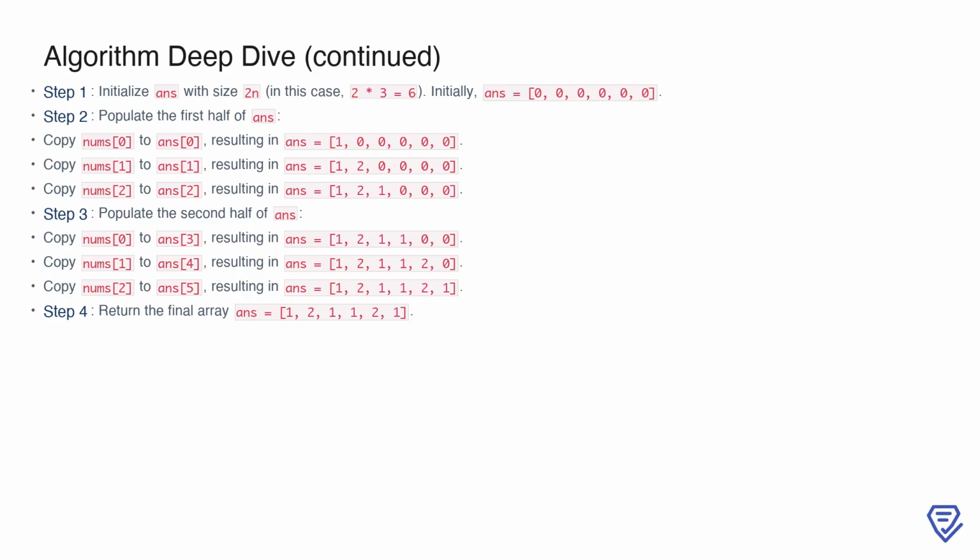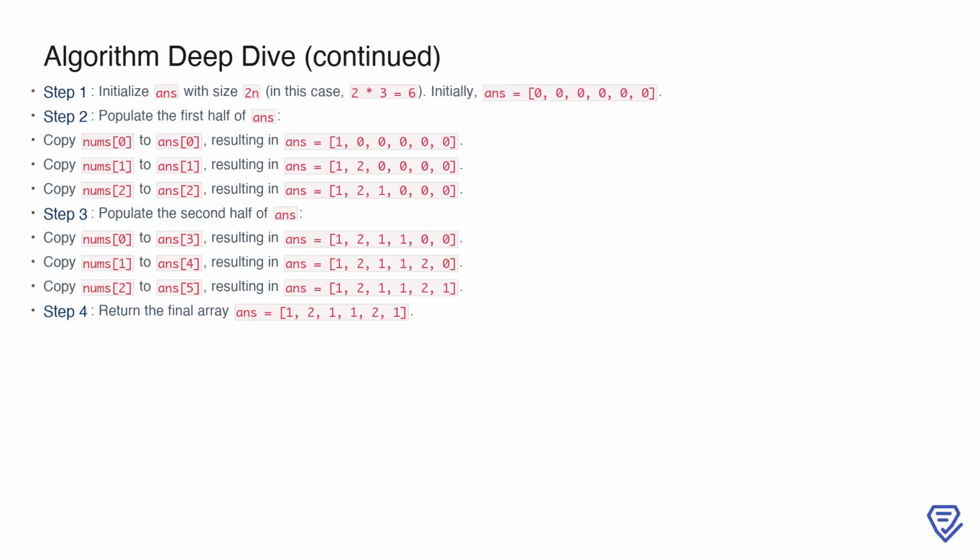Next, we populate the first half of the array. We copy the first element of nums into ANS[0], resulting in 1, 0, 0, 0, 0, 0. Then, we copy the second element into ANS[1], resulting in 1, 2, 0, 0, 0, 0, and finally copy the third element into ANS[2], giving us 1, 2, 1, 0, 0, 0. After the first half is complete, we move on to the second half. We copy the first element of nums into ANS[3], resulting in 1, 2, 1, 1, 0, 0.